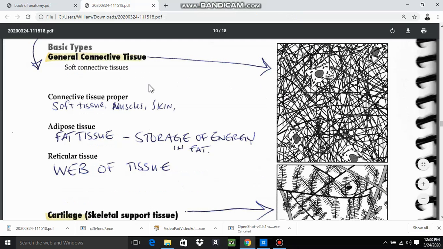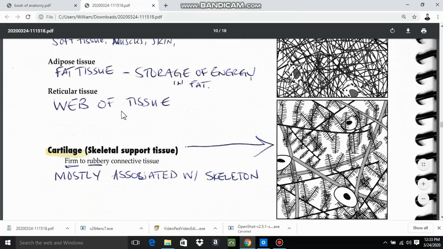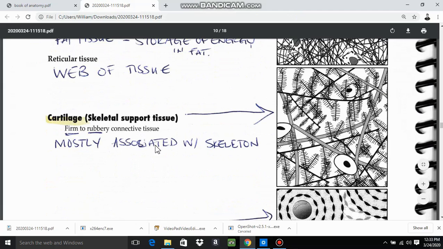The next level of connective tissue would be cartilage, which would be firm or rubbery. You can see in that picture the tissue types are kind of interesting. I'm not exactly sure what all those branches are. It looks kind of like Christmas trees. Your cartilage is connected to your skeleton; it's mostly associated with the skeleton.